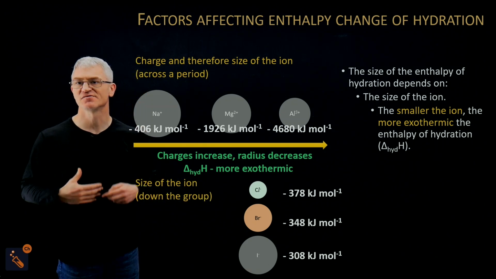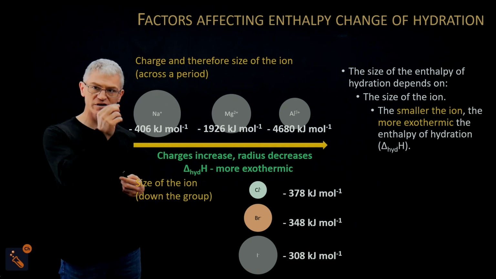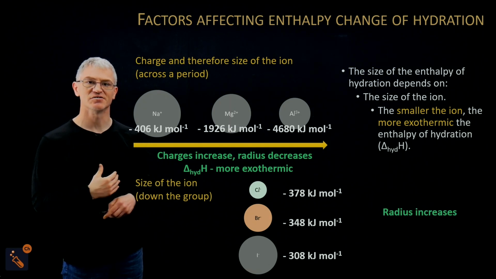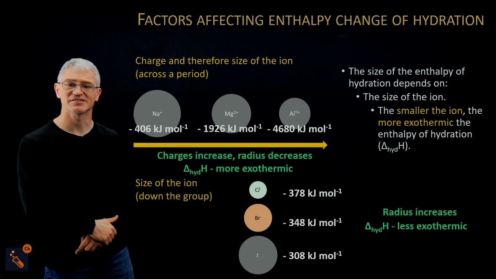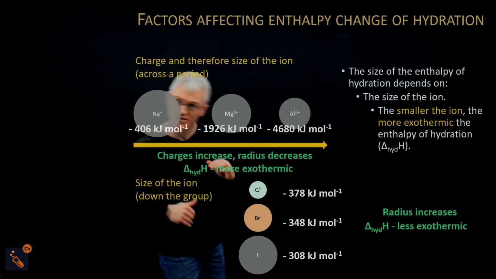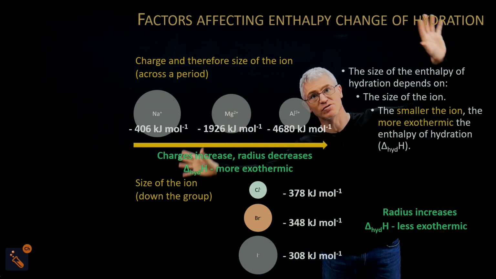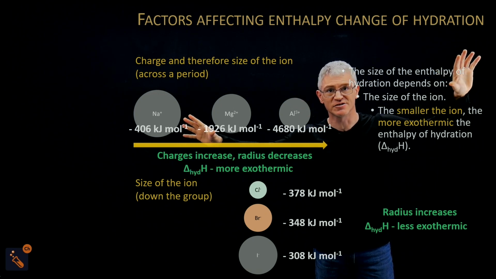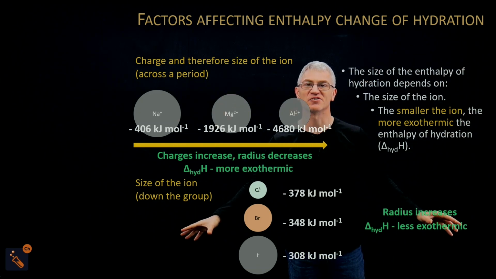And I can't emphasize enough, don't try and say it's getting larger, smaller, more negative, less negative. Just say more endo or more exo, or less endo. Okay, get used to doing that, okay? So the radius increases, delta H hydration is therefore less exothermic. Okay, so in this video we have covered all of the enthalpy change of hydration. And we have basically gone over all these answers now.